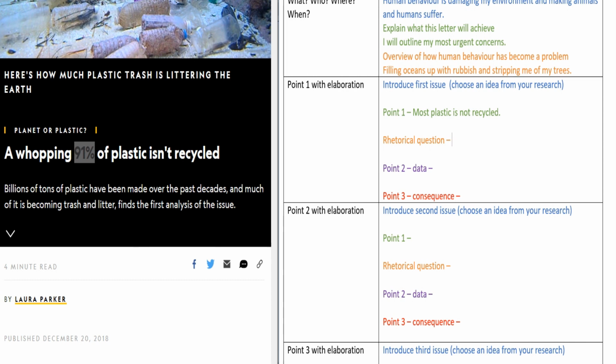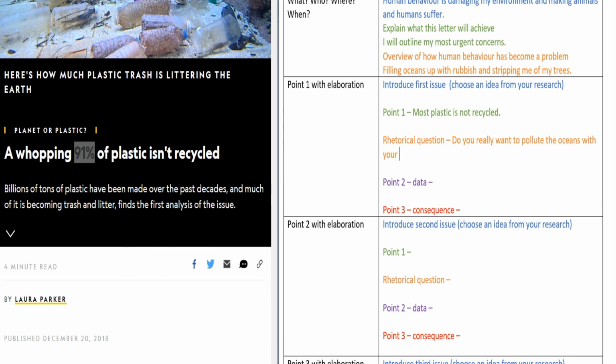Now my rhetorical question there might be something like, do you really want to pollute the oceans with your plastic waste? Remember, put it onto them. It's their problem. Do you really want to pollute the oceans with your plastic waste? Of course the answer is going to be no. Because we need to change this issue. We need a rhetorical question to make them agree with us.